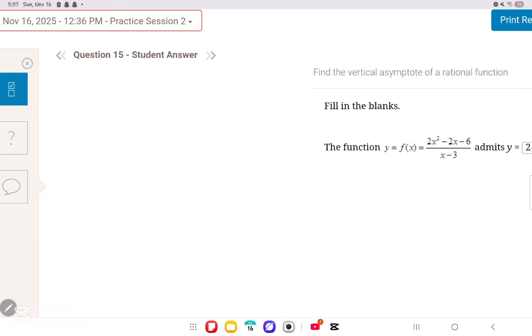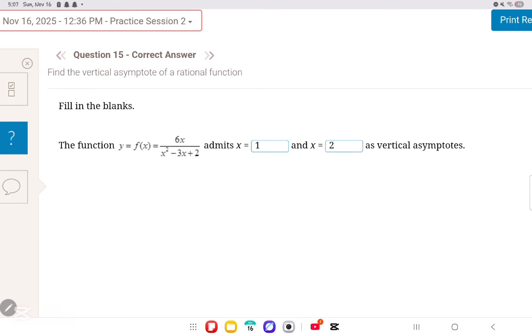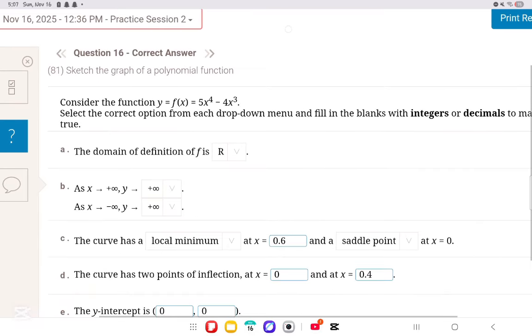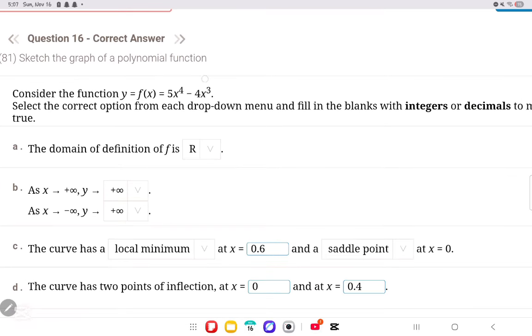We'll move on to question number 15. The function y equals f(x) equals 6x over x squared minus 3x plus 2 admits what as vertical asymptotes. For the vertical asymptotes, you take the denominator, x squared minus 3x plus 2. What do I get as an answer? I get two answers, which are 2 and 1. So these are my vertical asymptotes. We move on to question 16. Okay, this is a big question, but it's fine, we can do it. Here we don't have any exceptions. We don't have a denominator, we don't have a radical, we don't have a radical denominator. That means my domain is all real numbers.